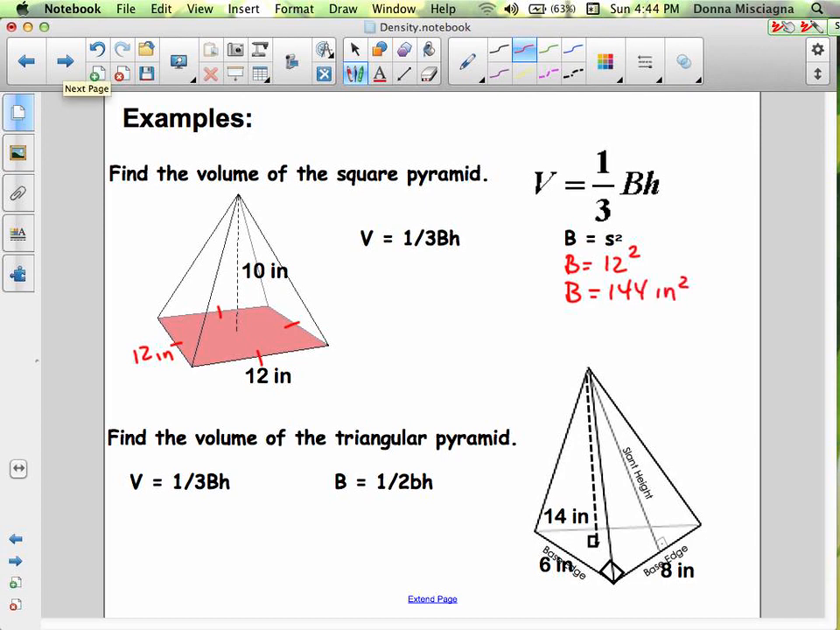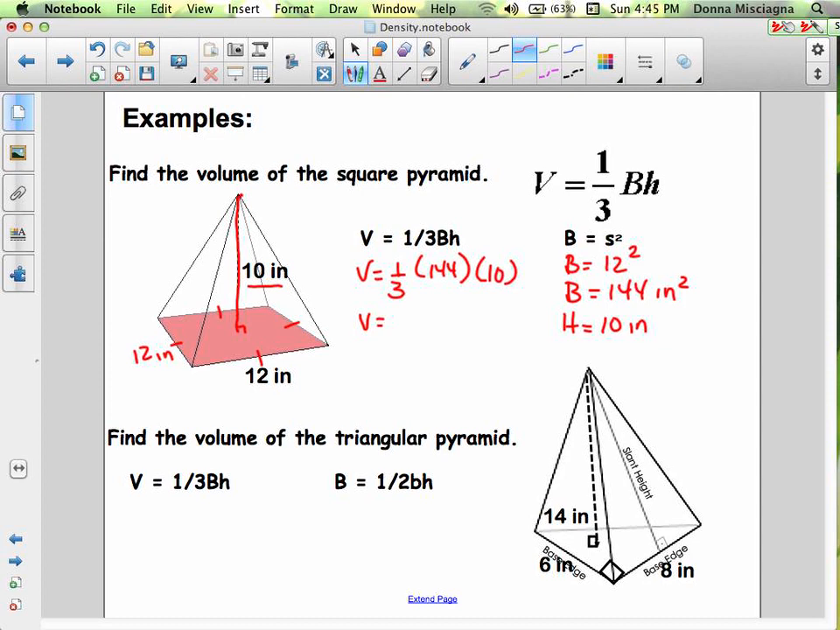The height of the pyramid is the distance from the base to the vertex, and so that would be the height. And so the volume of this pyramid is 1/3 times 144 times 10. Now, you can just multiply the numbers across. And I just look to see if either of them are divisible by 3. How you can tell if a number is divisible by 3 is if you add up the digits and the sum is divisible by 3, so is the number.